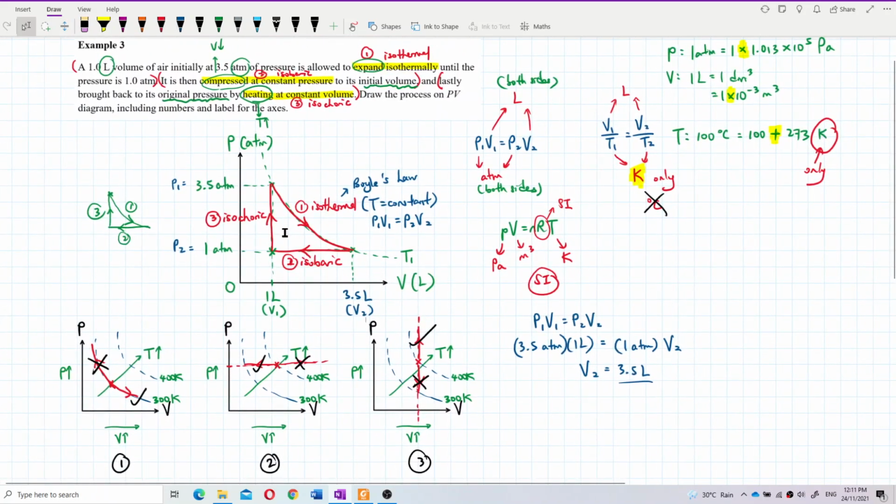Okay, so you can separate it to 3 different processes. You draw individually first, predict, and then combine all of them into one, and then from there you draw your proper graph. Okay, so that's all for this question.